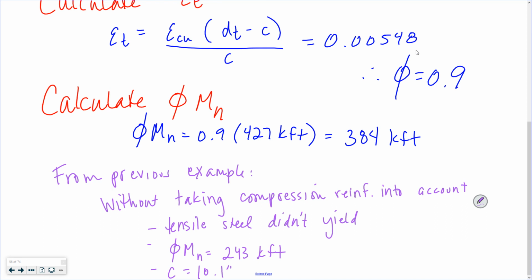So that is how you can solve for incorporating compression reinforcement. In real life, you could maybe not account for compression reinforcement, and then if you get a bad answer like we had before, you know, oh no, it's not yielding, I'm in a compression controlled environment, I have too small of a phi Mn, too small of a design capacity, then go back and redo it, having the compression steel play a part. And that is compression reinforcement.